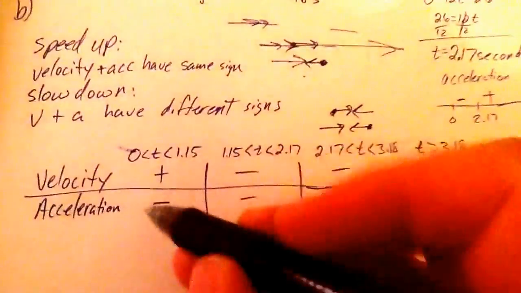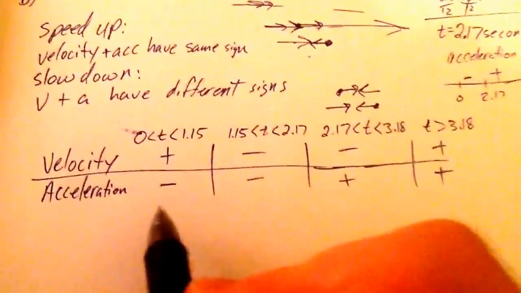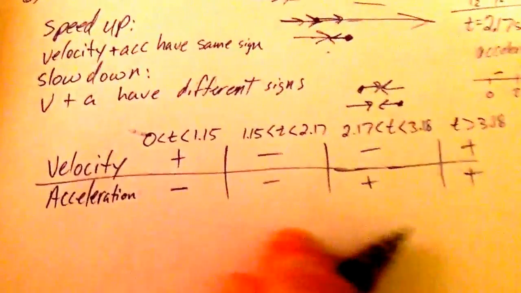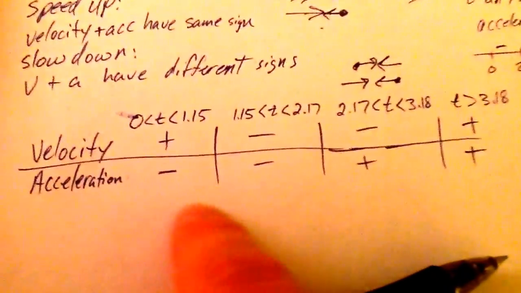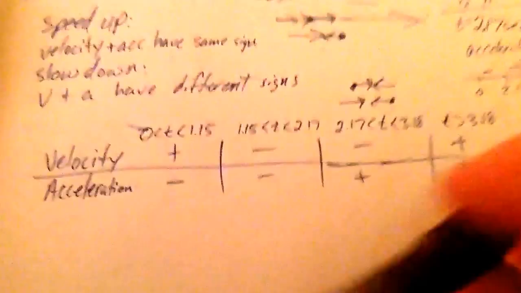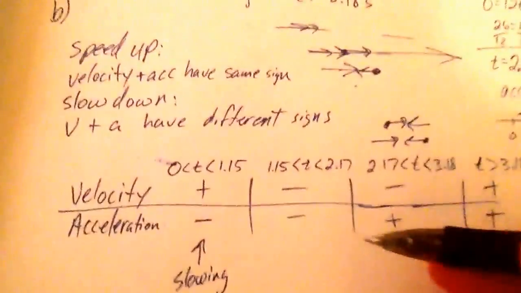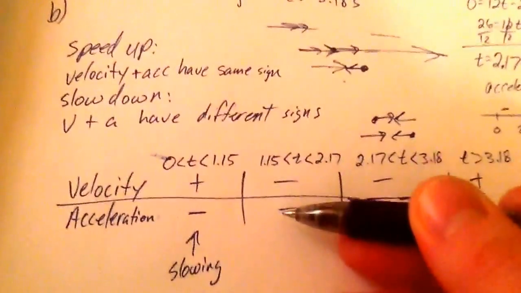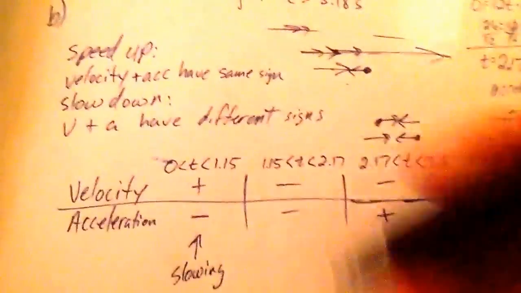So now we can tell where it's speeding up and slowing down. Different signs, so velocity is positive, acceleration is negative, meaning the thing's moving this way, but the acceleration is forcing it this way, so it's getting slower and slower and slower. So that's slowing down. Same sign, so velocity is negative, it's going to the left, and the acceleration is pushing behind it to the left, it's going faster and faster, that's speeding up.